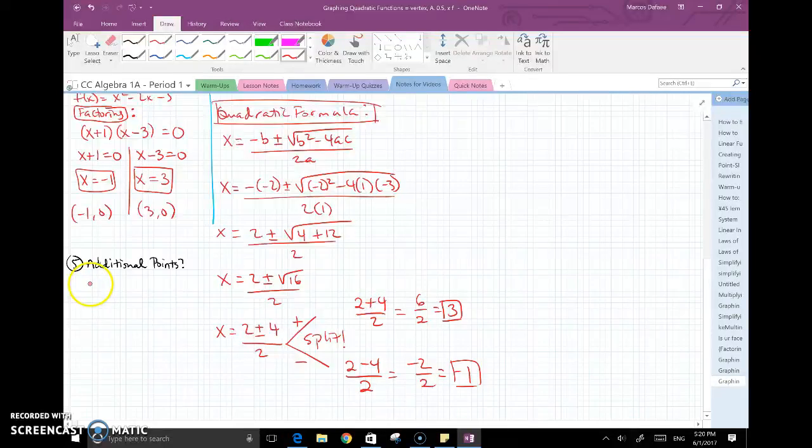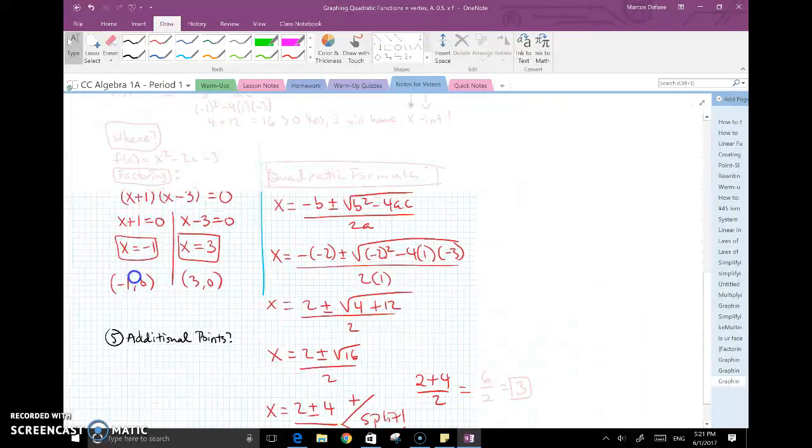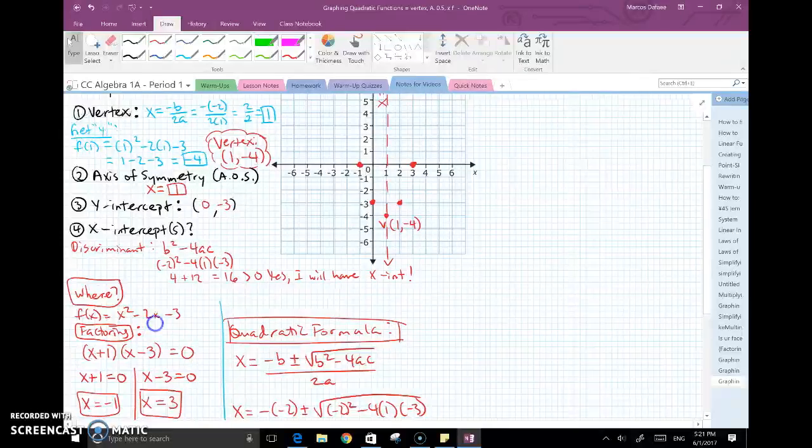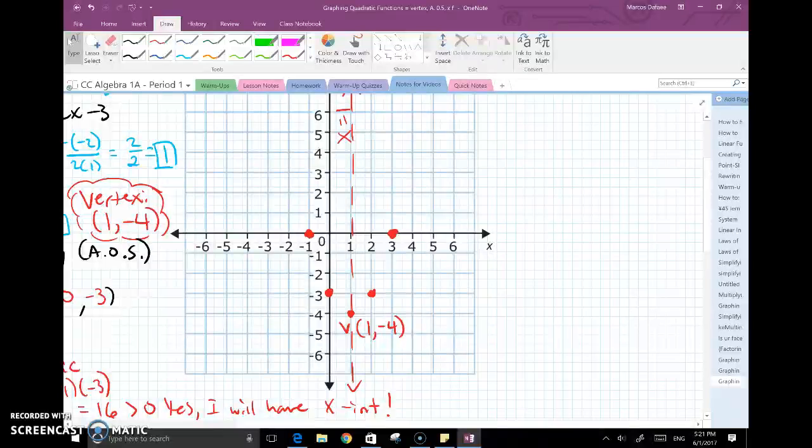So number 5, additional points, I don't need them. If I did, I would have to make a function table, fill it out, and get a few additional points to make my parabola possible. But I don't need them because everything I got from my work earlier makes this possible to draw, and draw pretty well. So what it would look like as a finished product would be something like this. Again, you want to make sure that your parabola does not look like a letter V. It shouldn't have a sharp angle in there anywhere. It should have a nice curve.